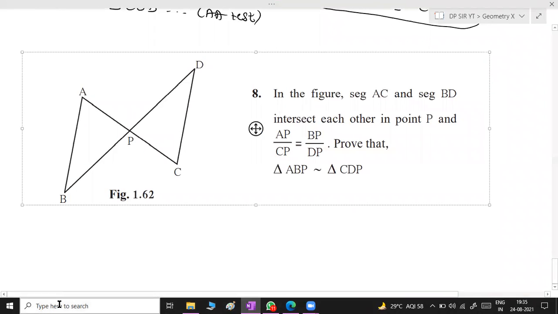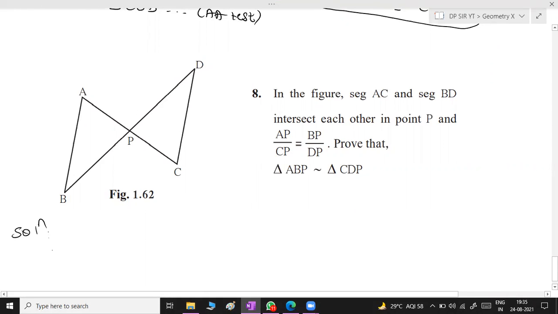In the figure, seg AC and seg BD intersect each other at point P, and AP upon CP is equal to BP upon DP. Prove that the two triangles are similar. तो ये क्वेश्चन तो सबसे इजी था, 2 मार्क या 1 मार्क का. ये क्वेश्चन एमसीक्यू में भी पूछ सकता है कि दे आर सिमिलर बाय विच टेस्ट करके. So in triangle, directly take the given triangle ABP similar to triangle CDP. Okay, so AP upon CP is equal to BP upon DP.